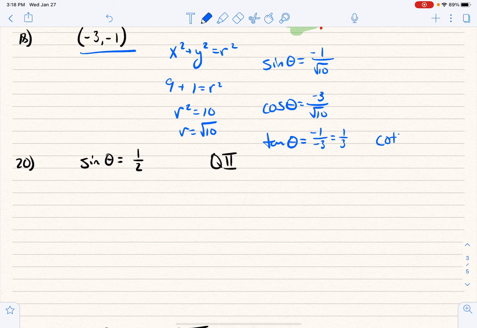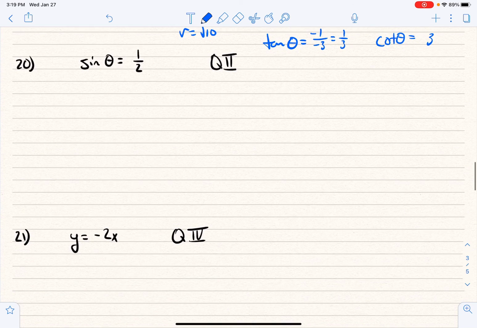And then for these others, we just have to flip them. So cotangent theta is 3. Secant theta is negative square root of 10 over 3. And cosecant theta is negative square root of 10. Okay? All right. Number 20.